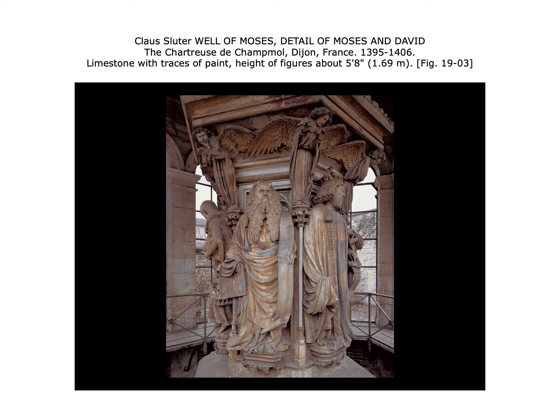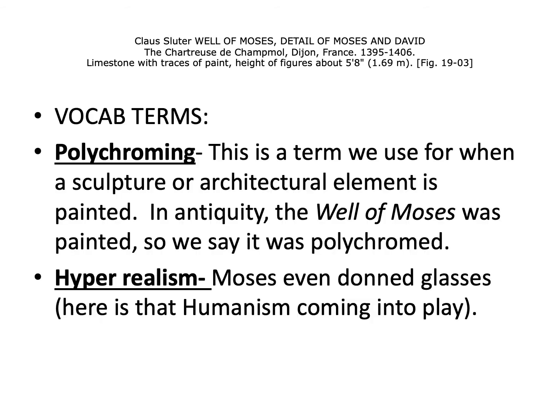There are 5 total statues of prophets. The view that you're looking at right now is a detail of Moses and David. And we know that Sluter observed things in the natural world, and because of that, it made these sculptures a lot more lifelike, a lot more humanistic. So I mentioned 2 vocabulary words, polychroming and hyperrealism. Here are the definitions for polychroming and hyperrealism.